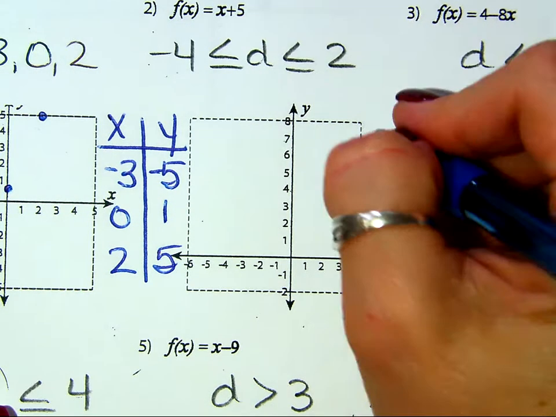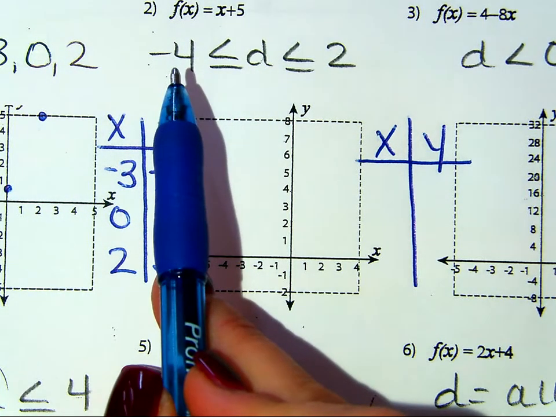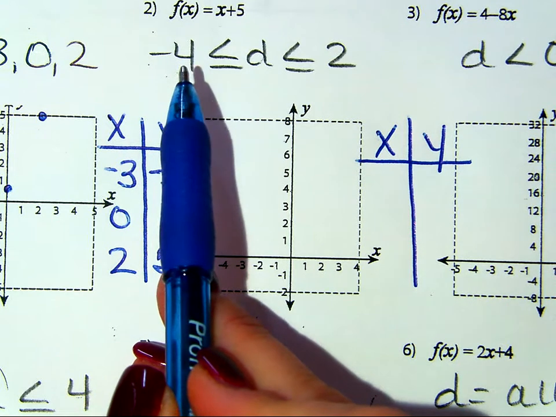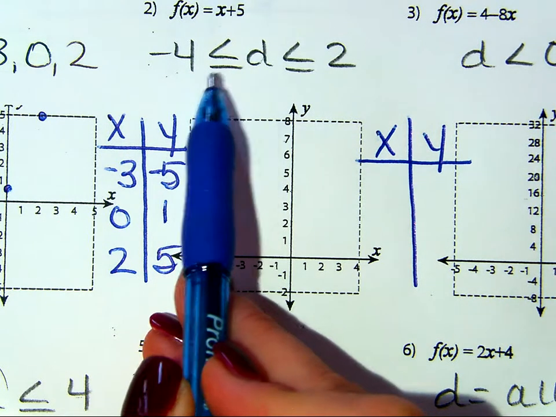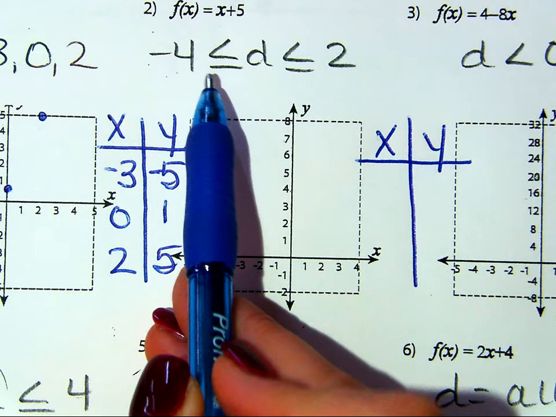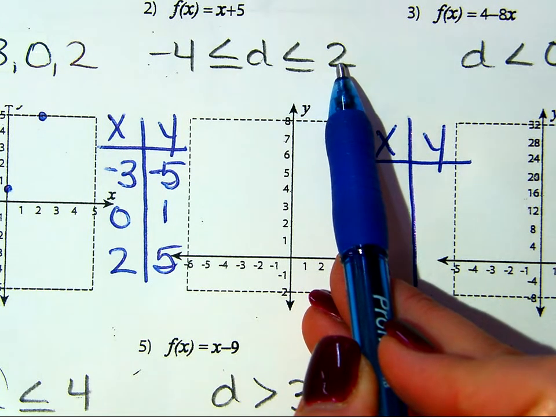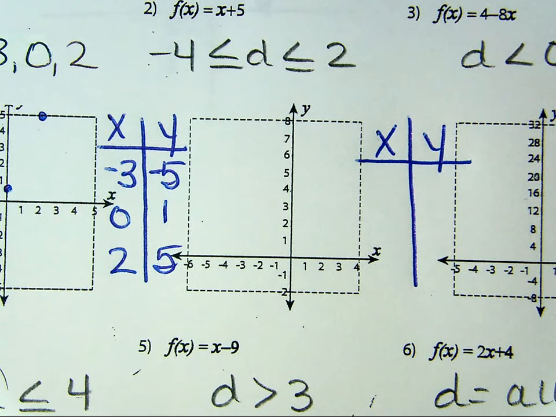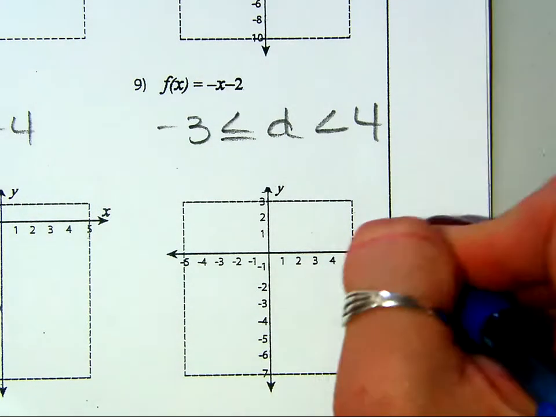Your X and your Y. They're giving you a domain. They're saying, I want your graph to go all the way to -4, but not to the left of it. It's got to be greater than it. Can it be -4? Yes. I want it to go all the way to +2, but it can't be -2. I want to do this one because it's a little bit different. You'll see. So just make this your chart right here, X Y.